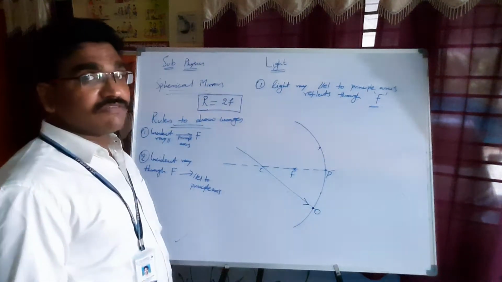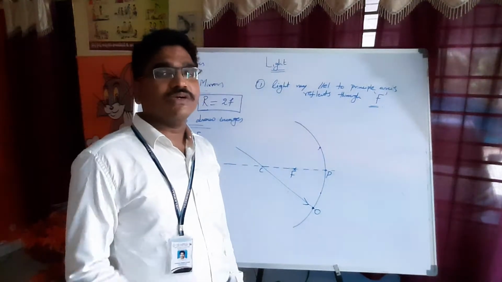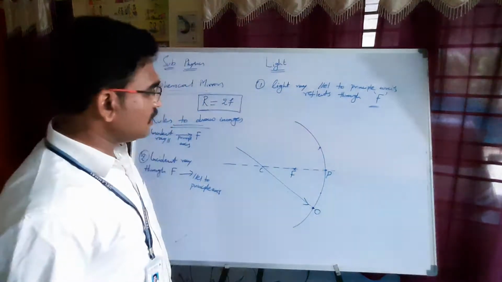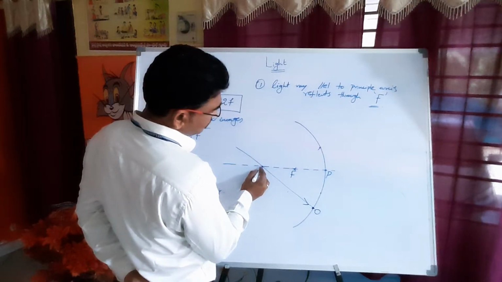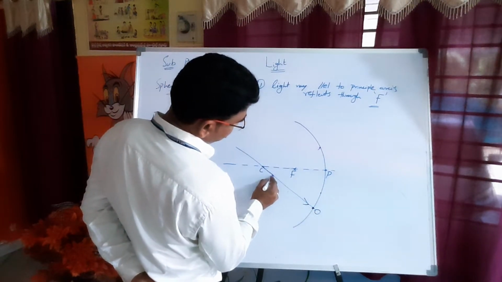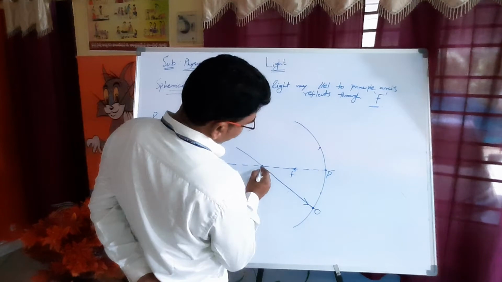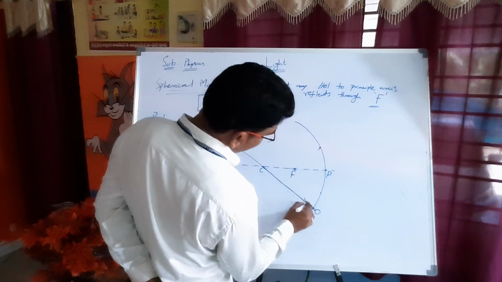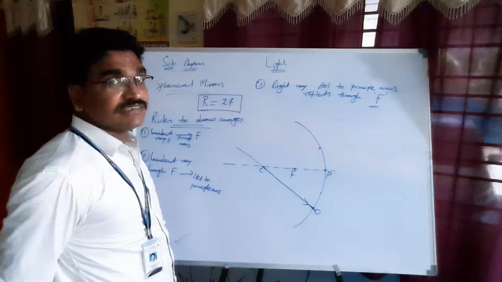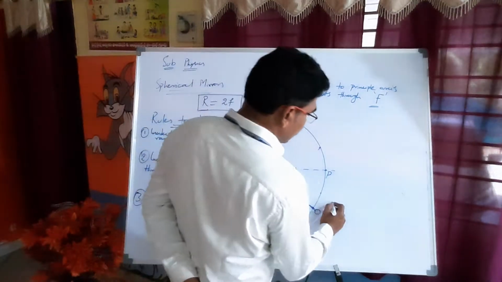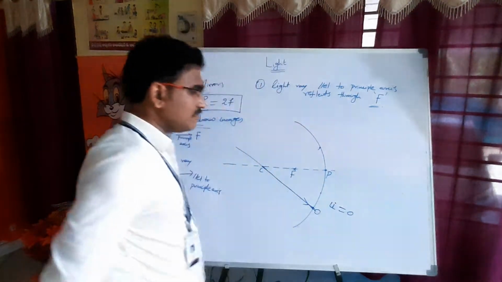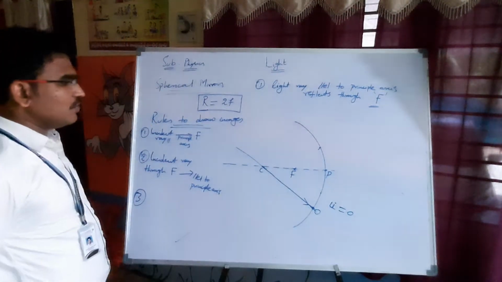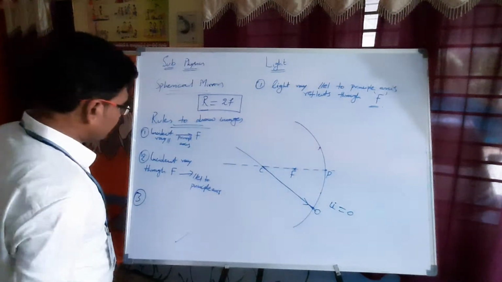Okay. Now this is the incident ray and this is the point of incidence. Then if you want to draw the reflected ray, immediately what do you have to do? Draw the normal. First draw the normal. How do you draw the normal? From C to the point of incidence. So this is the incident ray, this is the normal. Then what is the angle of incidence? 0. For this ray, the angle of incidence is 0.